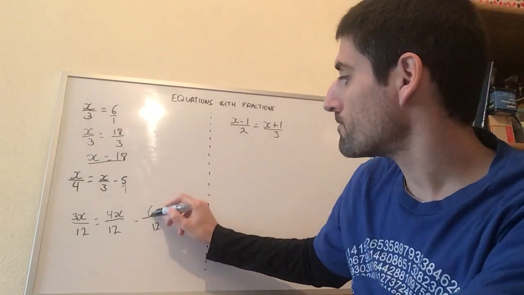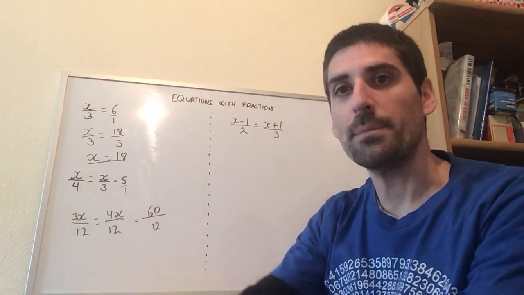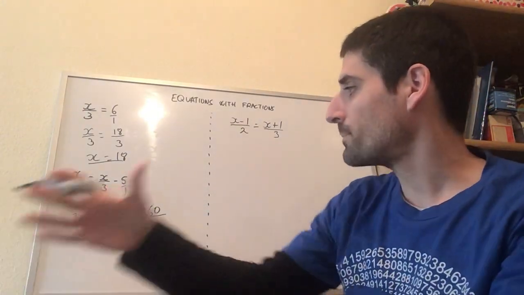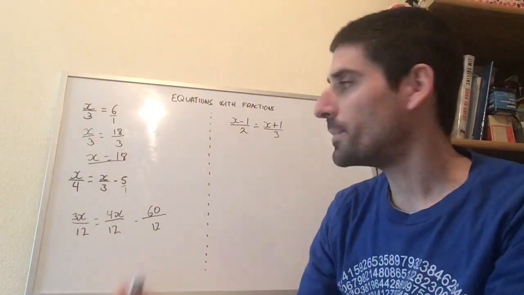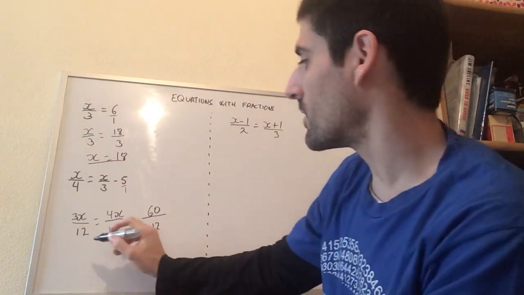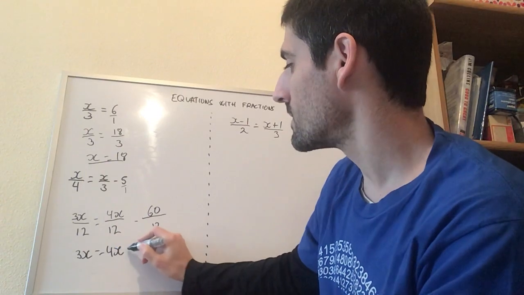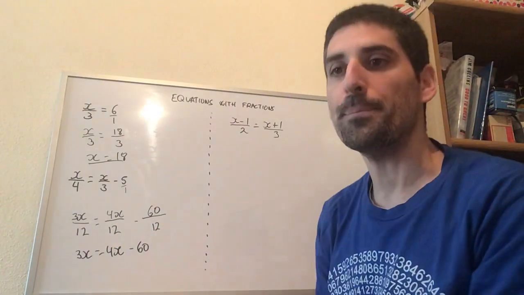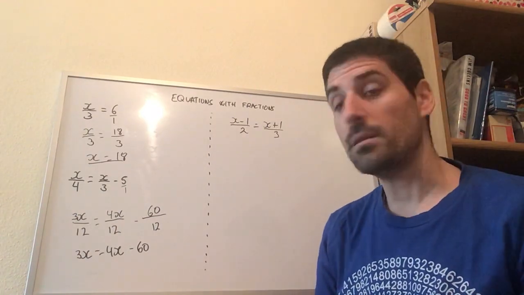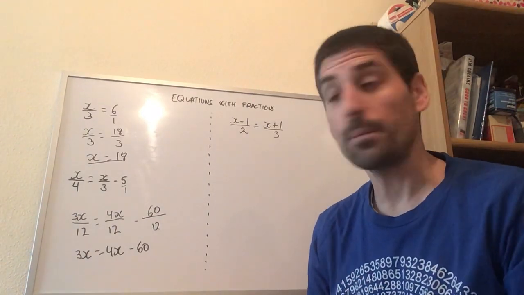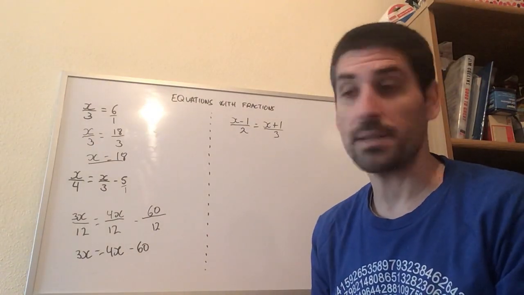which is 60. Once I've got all the fractions out of the same denominator, I multiply everything by 12, every single bit in the equation. That gets rid of the denominators like we did before. And what I've got is 3x equals 4x minus 60. And then we're back to the simple two-sided equation that we know how to solve, hopefully by now. Remember, I want to have all the numbers on one side, all the x's on the same side.